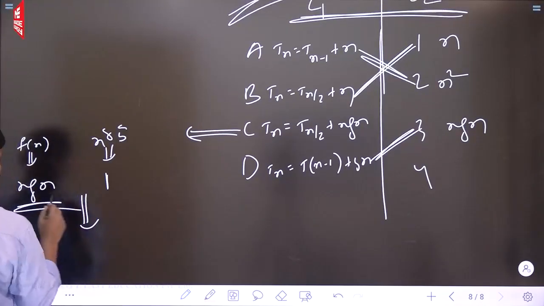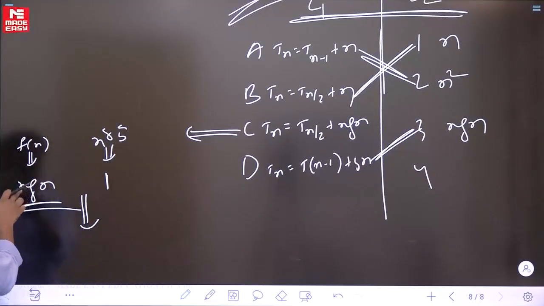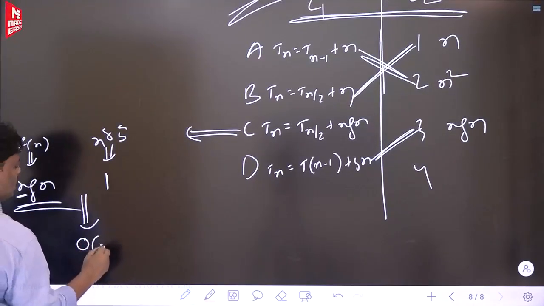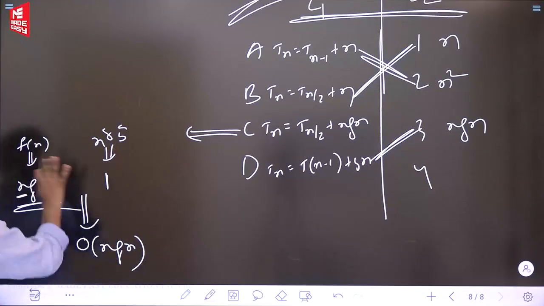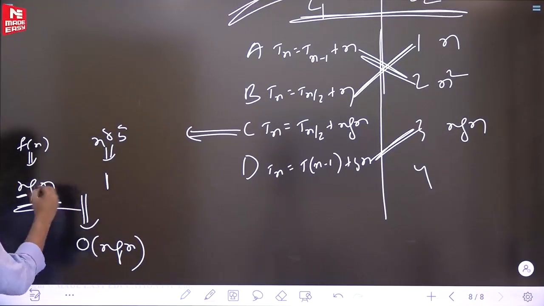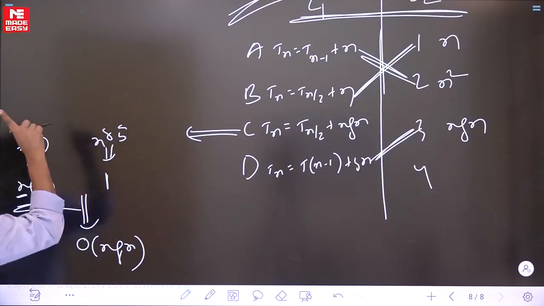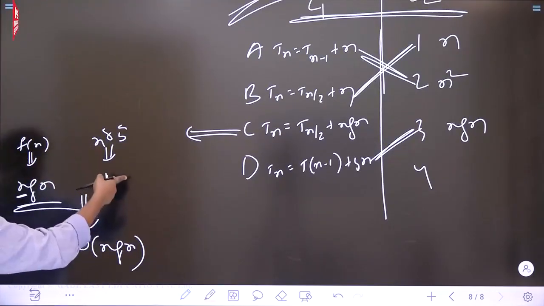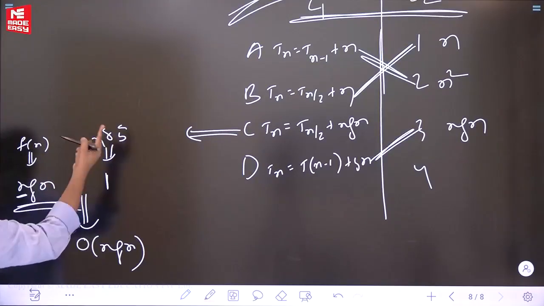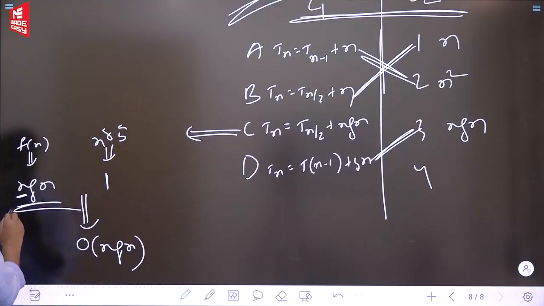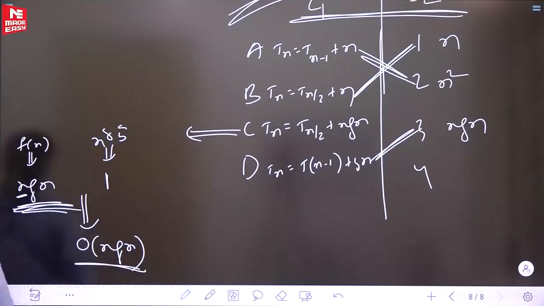I think the master theorem is possible. See this one, bigger by n times. In the n log n, n is there, which means polynomial times bigger. Just compare both of them. This is smaller, this is bigger. Is it smaller by polynomial times? Master theorem is valid, you know very well. Then the answer is going to be whoever is bigger, n log n.